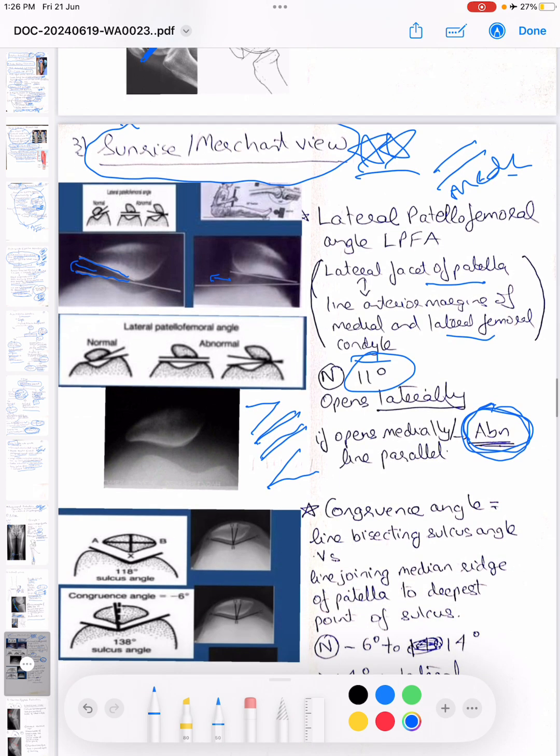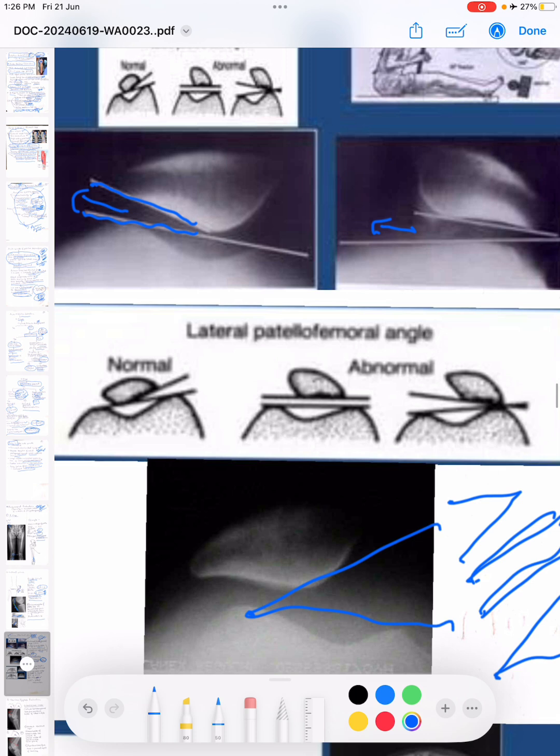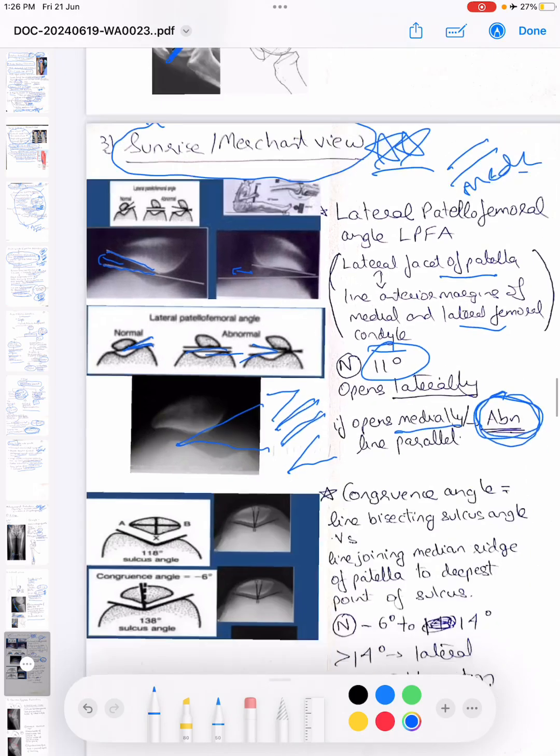As you can see, the patella has been laterally subluxed, and the patellofemoral angle is opening medially, then it is an abnormal patellofemoral angle. Right? This is clearly shown in this photo. This is a normal patellofemoral angle opening laterally. If it is parallel or it is opening medially, that is abnormal.